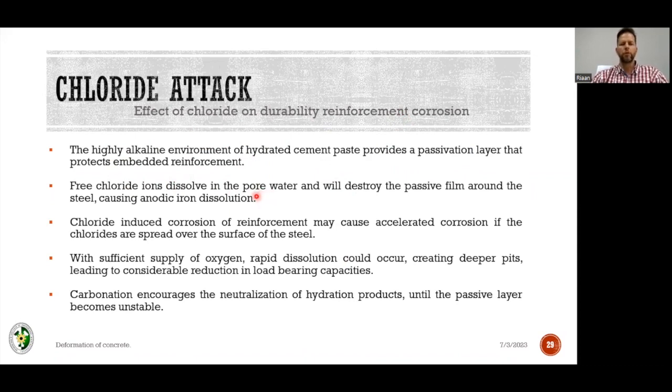Chloride-induced corrosion of reinforcement may cause accelerated corrosion if the chlorides are spread over the surface of the steel. If you have a sufficient supply of oxygen, a rapid dissolution could occur, creating deeper pits, leading to considerable reduction in load-bearing capacities. Carbonation further encourages the neutralization of those hydration products until the passive layer becomes unstable. And that just becomes downhill from there in terms of rust.